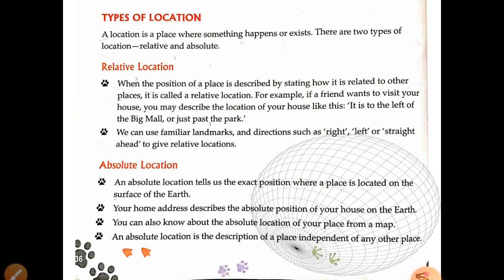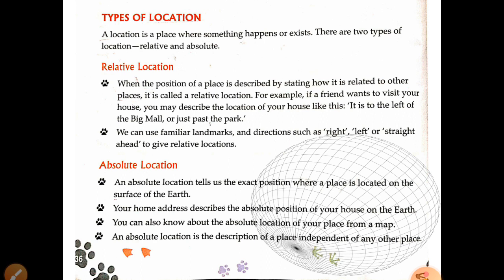Second one, absolute location. Absolute location, which means what? It tells us the exact position where the place is located on the earth's surface. Here we don't want any neighboring position near the location which we are going to tell people. So it gives us the absolute or exact position of the place which is located on the earth's surface. So our home address describes the absolute position. When we give our home address to someone, they will definitely reach our house.